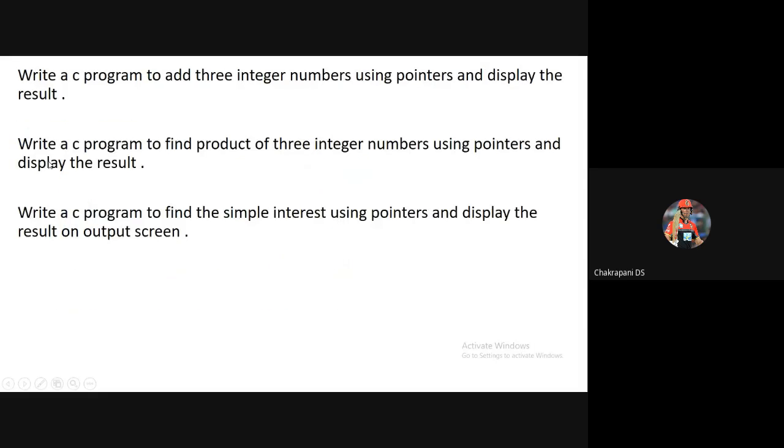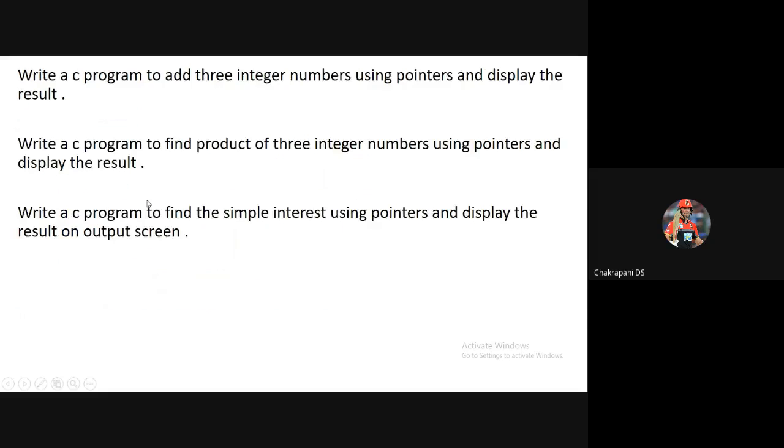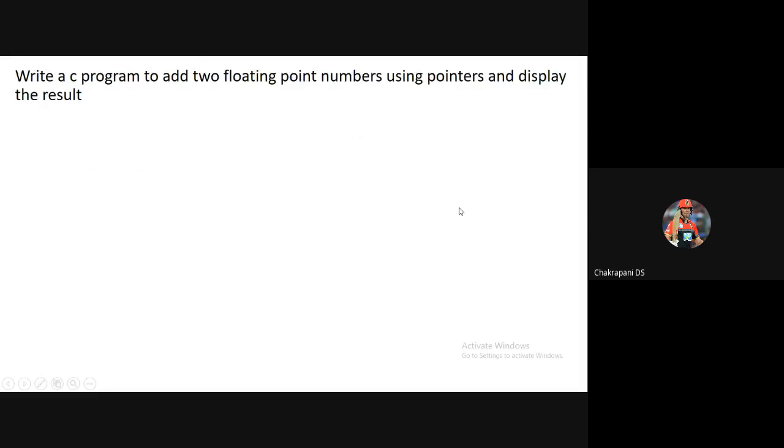Okay, write a C program to find product of three integer numbers instead of addition. Product of three integer numbers using pointers again. Okay, normal variables should be there and pointer variables should also be there. Product you have to find. Write a C program to find simple interest using pointers and display the result on the output screen. That we will see soon. But before that, let's take this one.